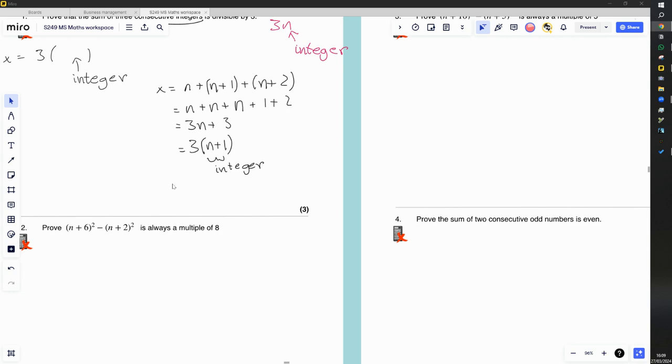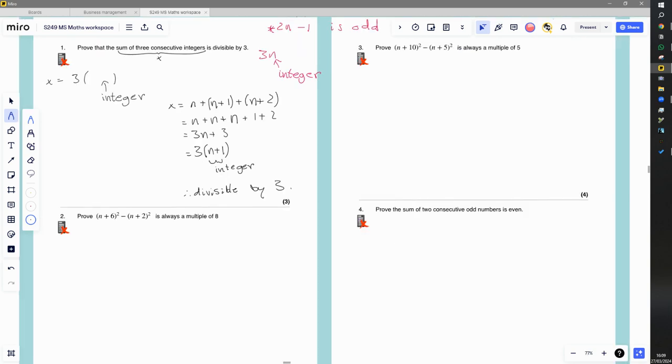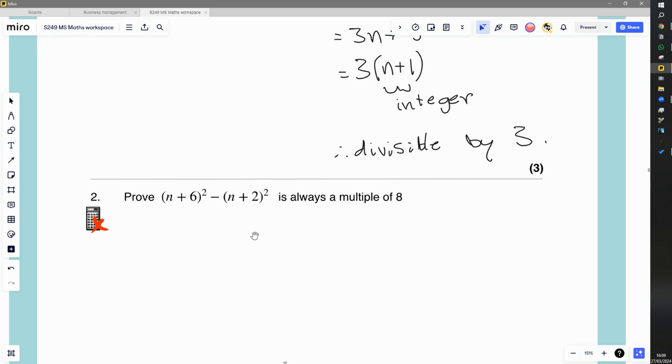So that's probably going to be enough. The answers actually then say "therefore divisible by 3". But considering that was in the question anyway, it's probably going to be fine to put it without it. But anyway, so that's the answer. That's the first one. I'll pause the video and let's just have a look at the next one first.